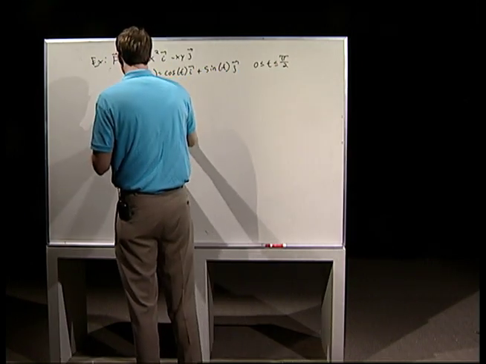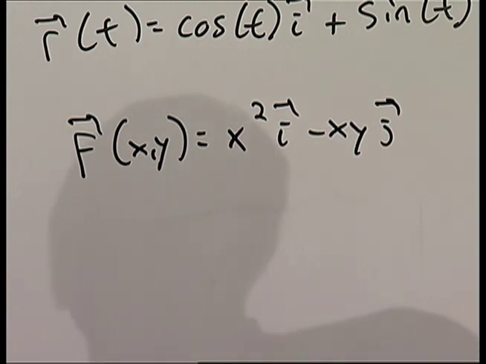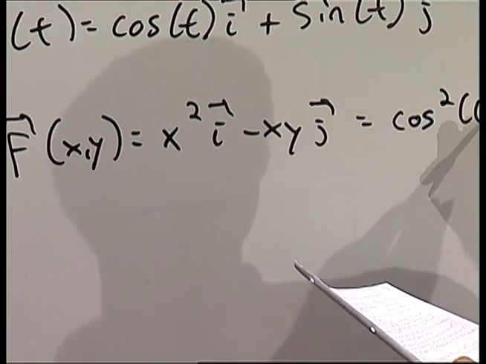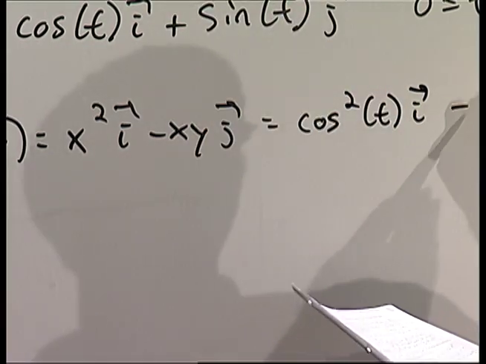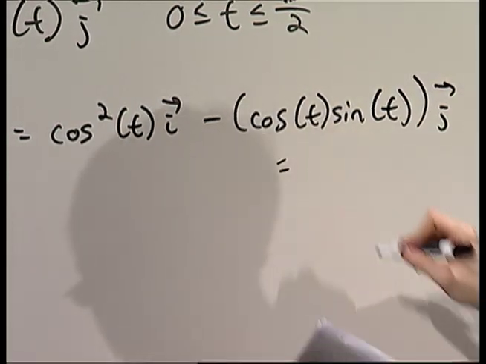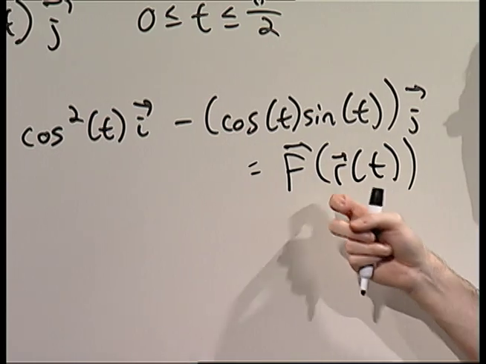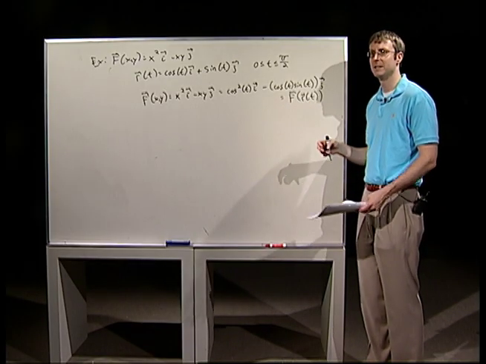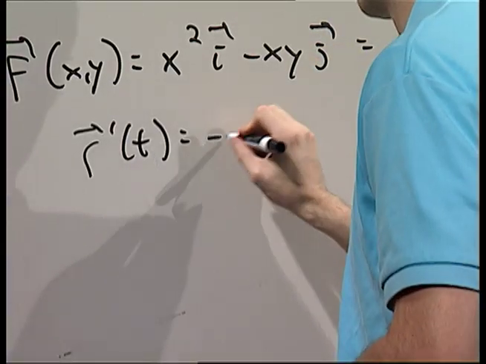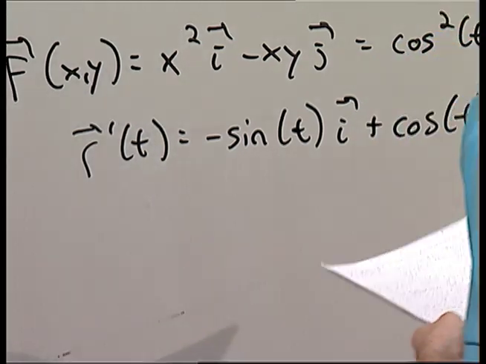All right, first thing to do, get F in terms of t. F of r of t, right? We plug in x squared. This is the cosine squared t i, and this is minus cosine t sine t j, right? That's as simple as it gets. This is F of r of t. This is the path along the vector field. In other words, this is where the path and the vector field intersect. Okay, r prime, where's r? Up here. So r prime is minus sine t i plus cosine t j, right?